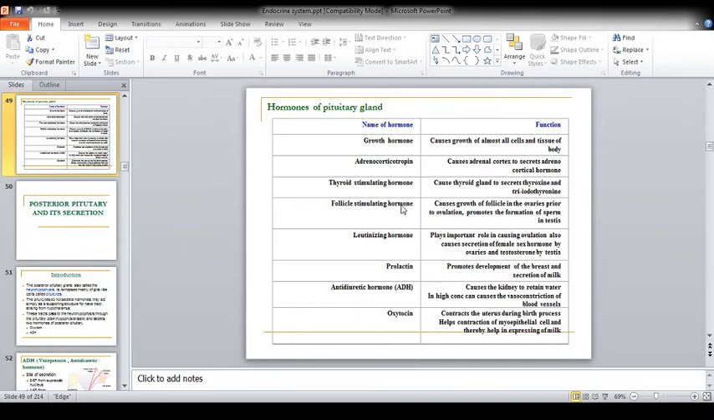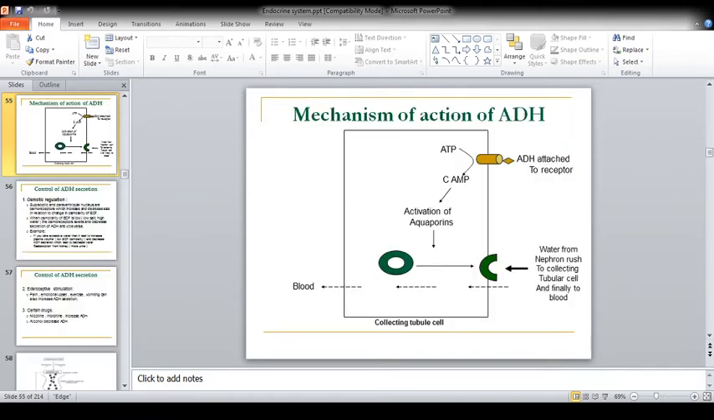This cyclic AMP would cause the activation of aquaporins, which are small mesh-like openings within the collecting ducts of the kidney. This would cause reabsorption of the water from the nephron. So water from the nephron would rush to the collecting tubular cells, and finally it would rush towards the blood. So in the collecting tubule, it would cause reabsorption of water via releasing cyclic AMP.